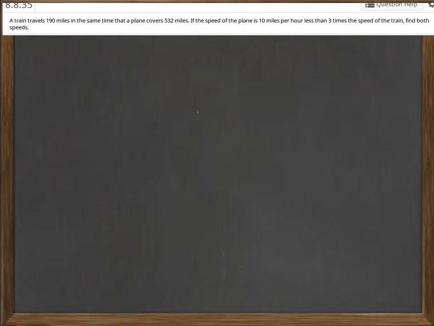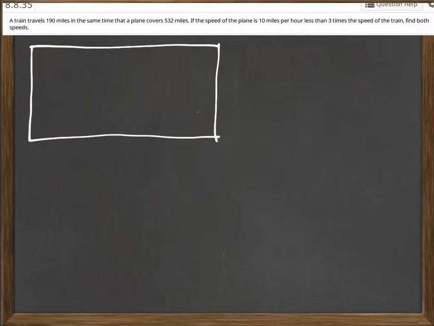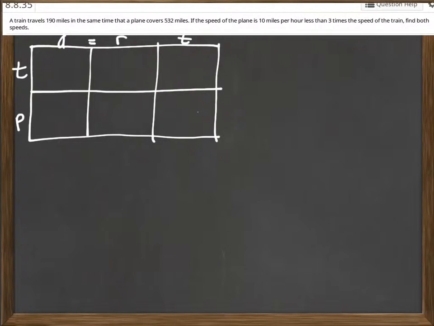Find both speeds. In any distance, rate, and time problem, we want to use a distance, rate, and time chart to help us organize our information. So here I set up my chart, distance equals rate times time, and I have my two distances, distance for the train, distance for the plane. And then we start to fill in what we do know. What we do know is that the train travels 190 miles. The plane travels 532 miles.